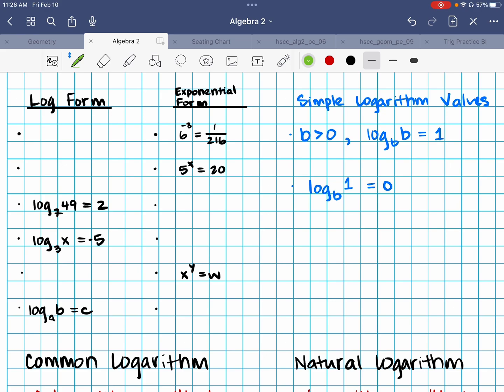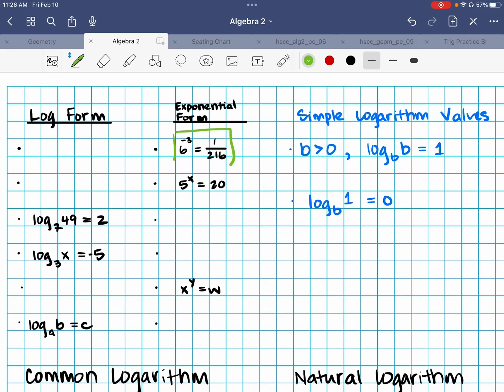So you can ignore over here. We don't need to look at that just yet. We're going to look at these two formats. So we have our exponential form in our first problem, and what we want to do is convert it over to logarithmic form. My suggestion to you is always use the exponent first. Now in this case, that is our exponent.